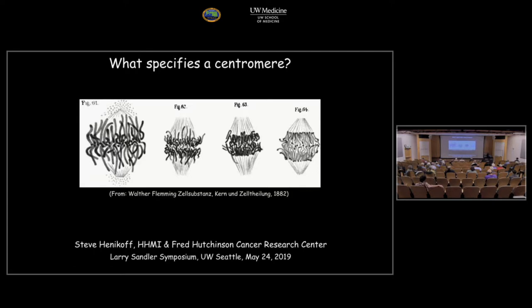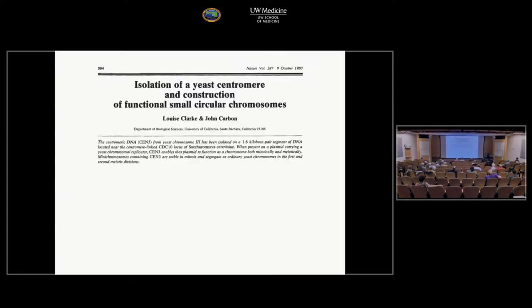Now, this question is even older than position effect variation, because you could have asked this question just looking at these drawings from Walther Flemming, where you see from the inverted V shape of these chromosomes their evident attachment to the mitotic spindle, especially these heterochromatic knobs that Flemming drew on here. It was clear that there's one position present on every chromosome that's responsible for pulling the chromosome to the pole. But what is it? So fast forward a century, and Louise Clarke and John Carbon answered the question quite clearly.